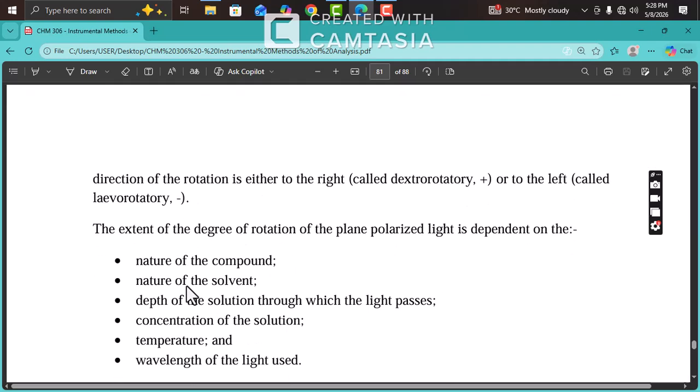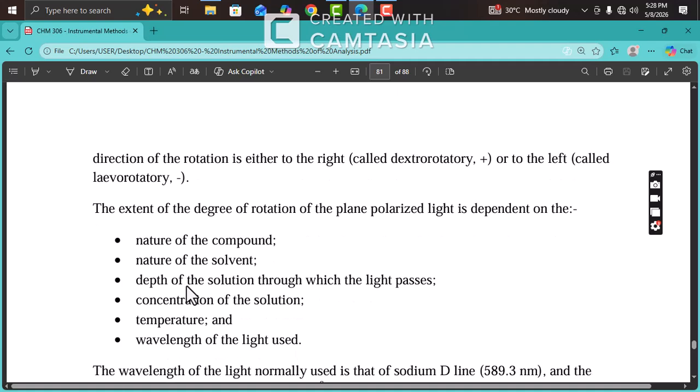Take note of this: the extent to which the sample can rotate the plane polarized light is dependent on different conditions. These are the conditions we'll be looking at. The nature of the compound itself, then the nature of the solvent you are using for that experiment. Third, the depth of the solution through which light passes.